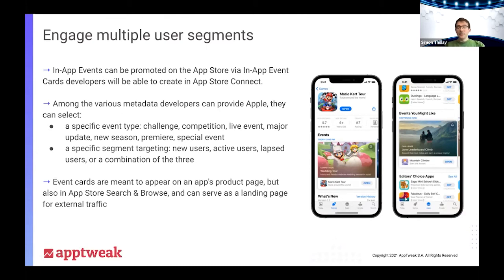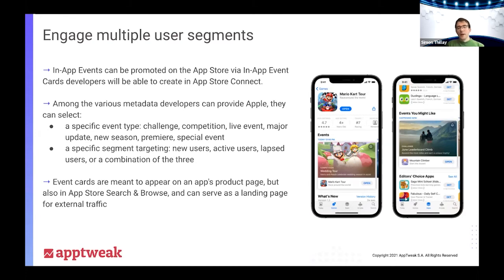The event card, once it's created, will appear in the app's product page, but also in App Store search and browse. And you can also use a URL link to the in-app event card itself instead of just a product page. So again, you could use external traffic and send it directly to the in-app event card.